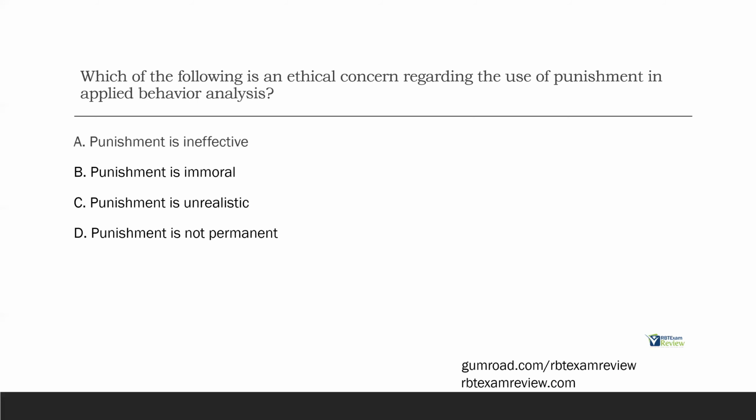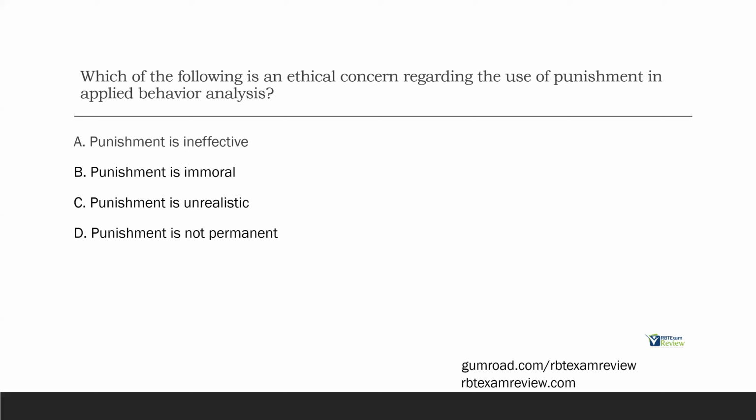Answer is A. Which of the following is an ethical concern regarding the use of punishment in applied behavior analysis? So, although punishment is not our first option, it is something we use. We talked about response cost earlier, right? Punishment is something we use. If all else fails or if it's part of a treatment package, we will use punishment. But there are ethical concerns regarding punishment. And what is an ethical concern?